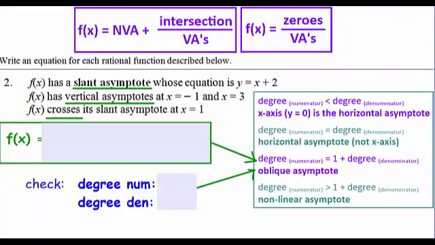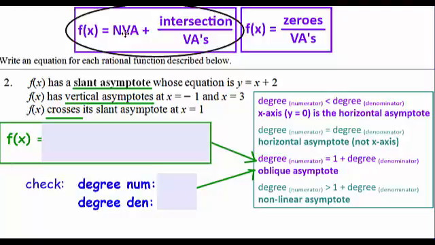Okay, so in our next example, we have information about a slant asymptote, a vertical asymptote, or vertical asymptotes plural, and where we cross the slant asymptote. Well, remember the slant asymptote, the oblique asymptote, is one of our NVAs. So what we're looking at here is this scenario in order to write our equation.